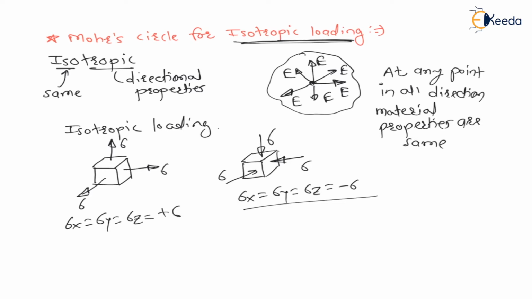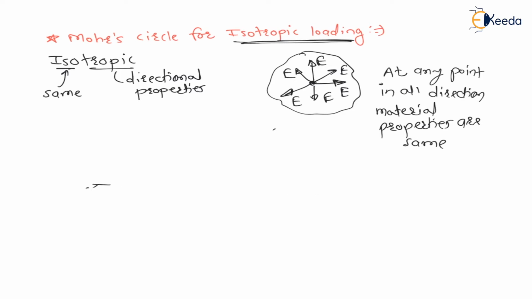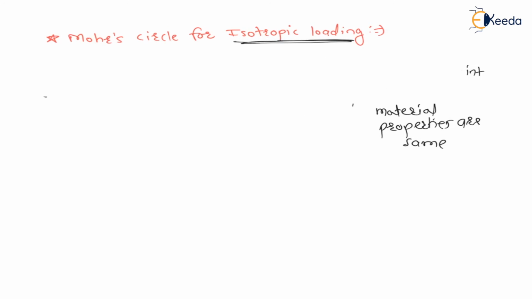It means along all the directions, on all the planes, the stresses are of the same magnitude as well as the same direction, right? If it is tensile, it must be tensile on all the planes. If it is compressive, it must be compressive on all the planes. This is the meaning of isotropic.